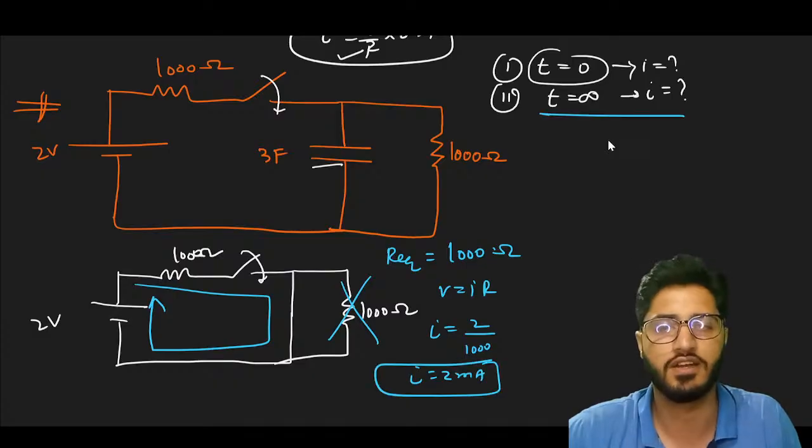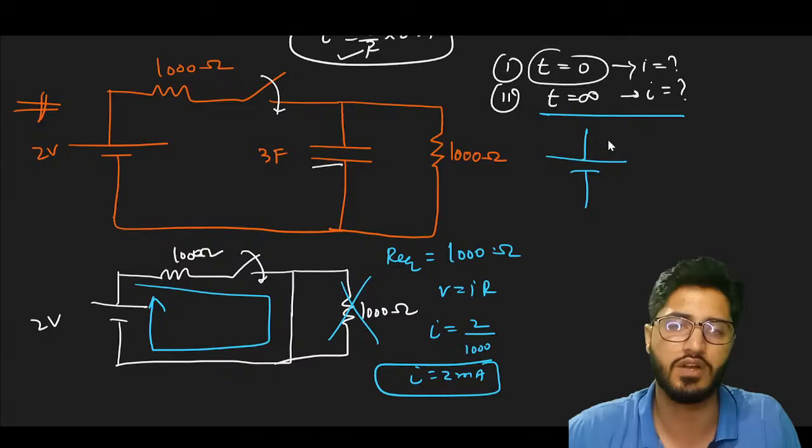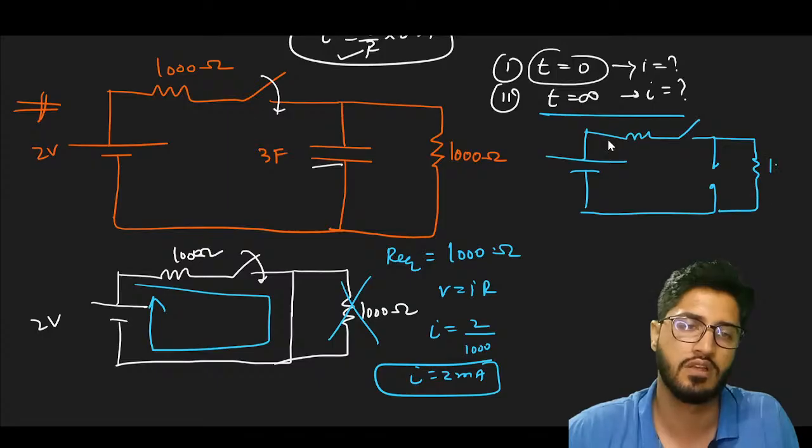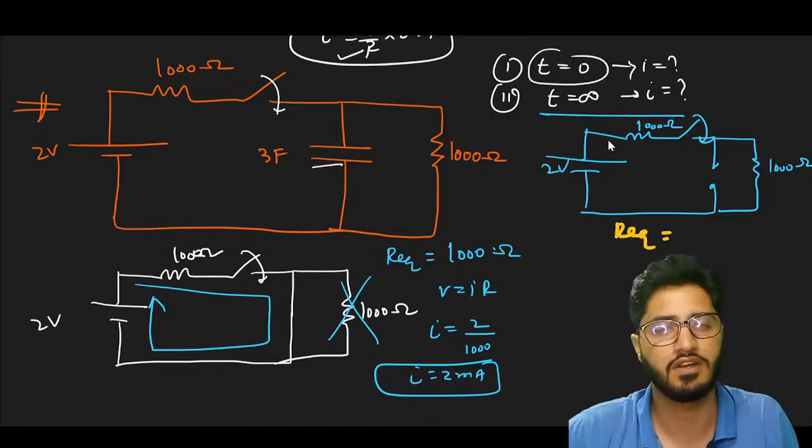Second one, T is infinite. If T is infinite, I need to write it like this. 1000 ohm, 1000 ohm, 2 volt. Now what is R equivalent? R equivalent is 1000 plus 1000, 2000. V equals IR, so I is V by R, 2 by 2000. That is 1 milliampere.